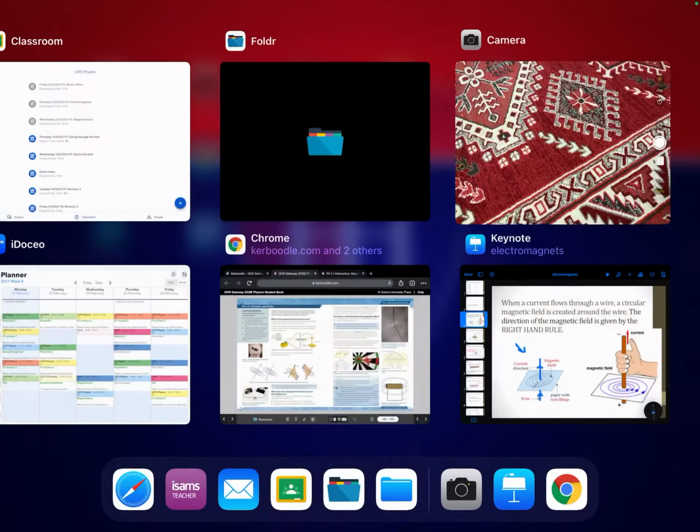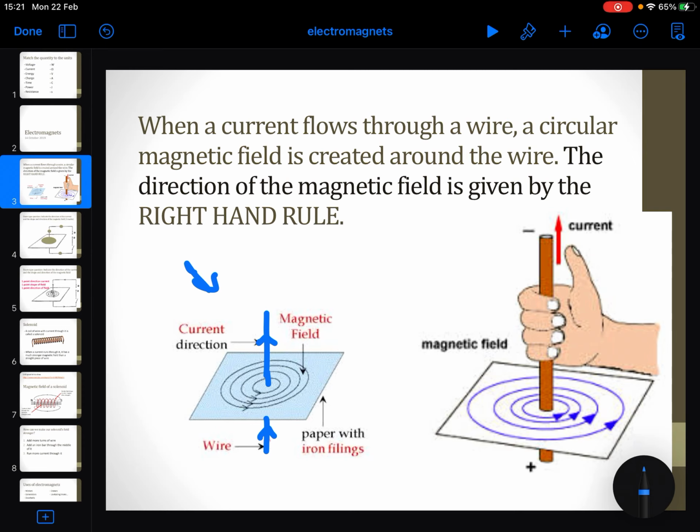So that's what I mean by the right-hand grip. You point your thumb in the direction of the current and your fingers go in the direction of the magnetic field. So it's always going to be a circle, but which way are the arrows pointing? Look at your fingers. Yes, in a test you are allowed to do this.